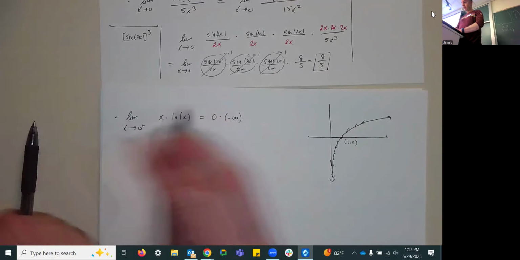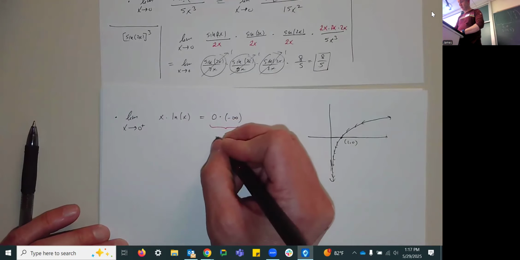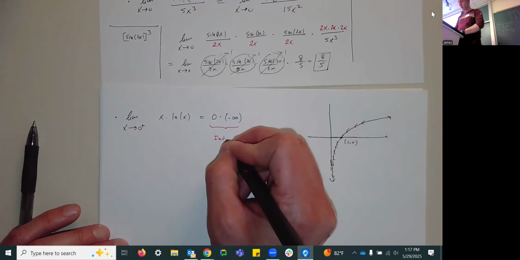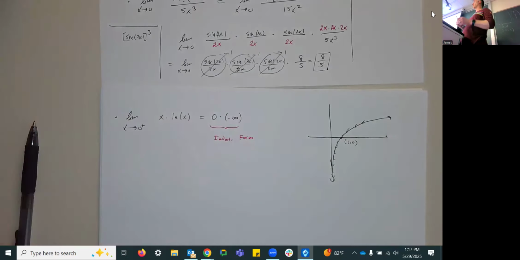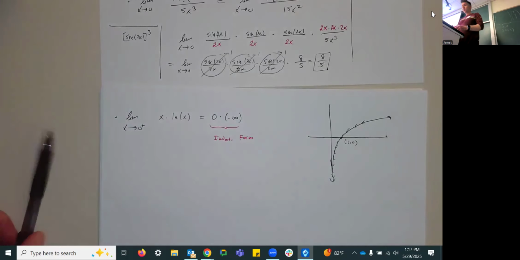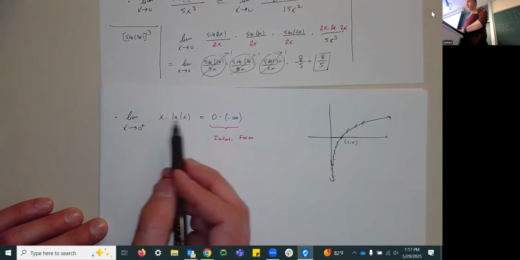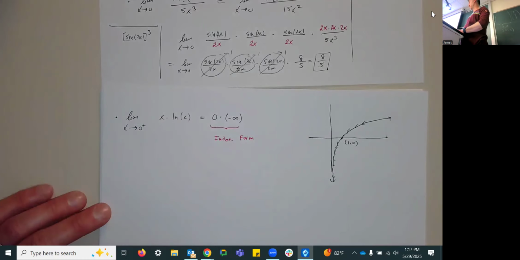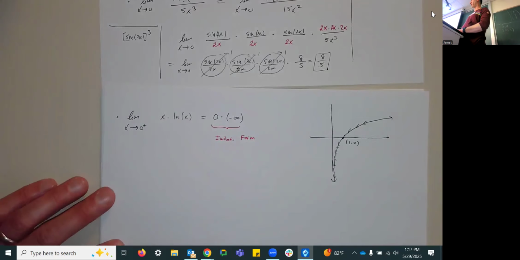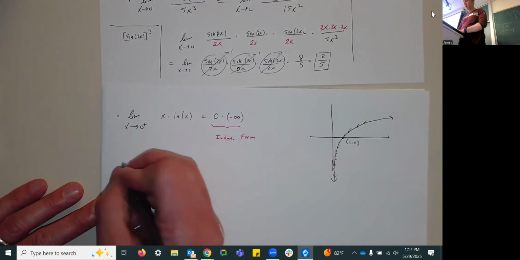Again, this is an indeterminate form. But it's not an indeterminate form where we can use L'Hopital's rule right away. We have to manipulate this so we have a fraction that's the right kind of thing. So, of the two pieces to bring to the bottom, we want to bring the x, because you never bring natural log of x to the bottom. It is terrible, so don't do this.